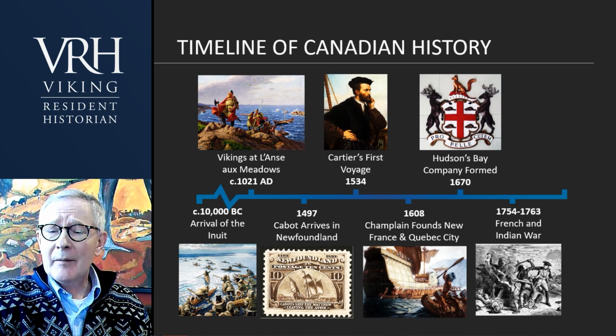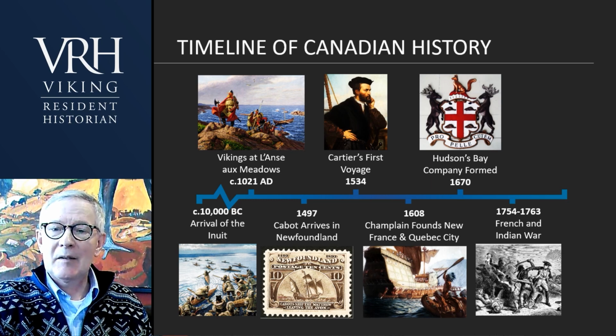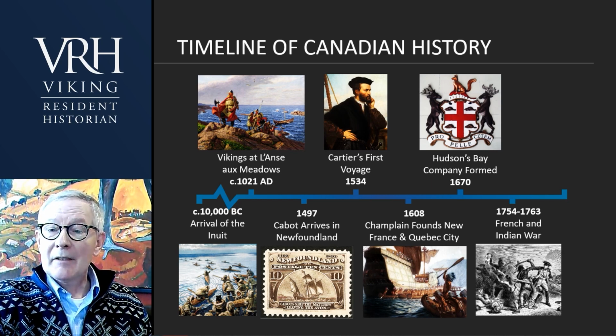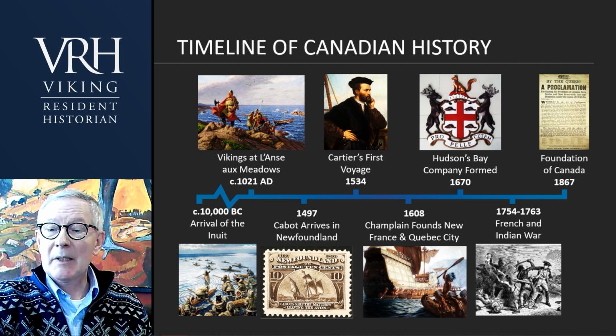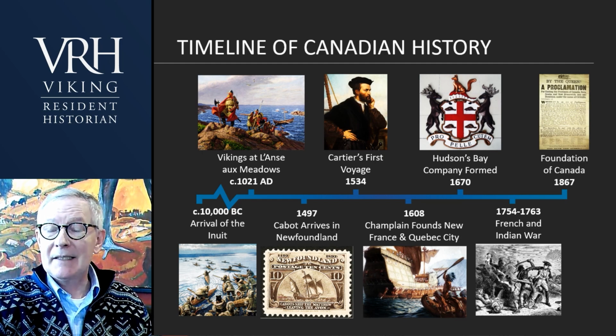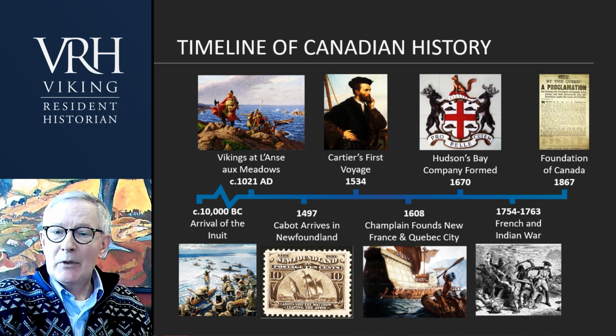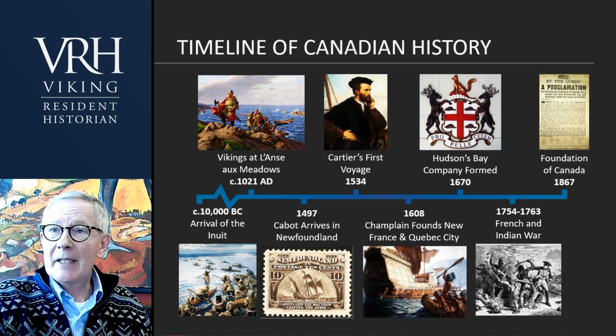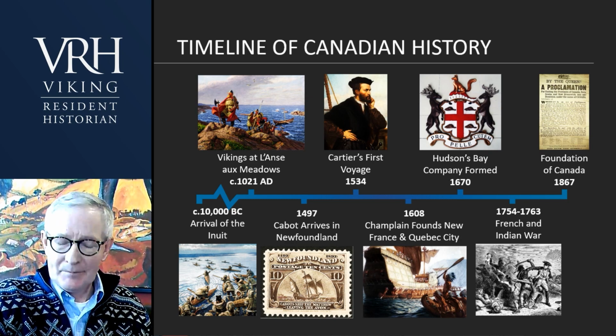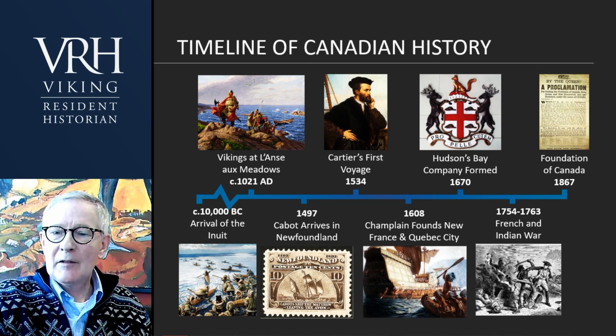1754 to 63, a very important event, the French and Indian War, which actually resolved this long-standing dispute between France and Britain on who was to rule the New World. So the French gave up a lot of territory in this war. And finally, on our timeline, the foundation of Canada, which takes place in 1867, with the 4 provinces of Ontario, Quebec, New Brunswick, and Nova Scotia, forming the Federation of Canada.